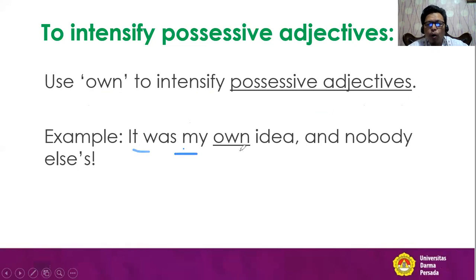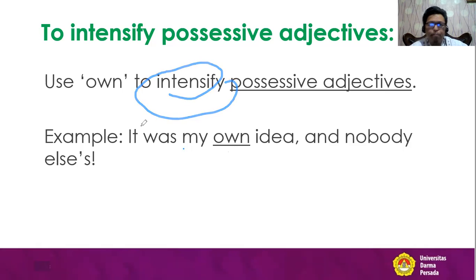It was my own idea and nobody else's. Everybody, we are talking about a possessive adjective here, my, and then idea. That means I'm talking about my idea. So that is possession, and my is the possessive adjective. Then we are going to stress, we are going to give the emphasis that it is my own idea, not anybody else's. My own idea. So that means we intensify. I believe that everybody can make your own sentences using the word own.